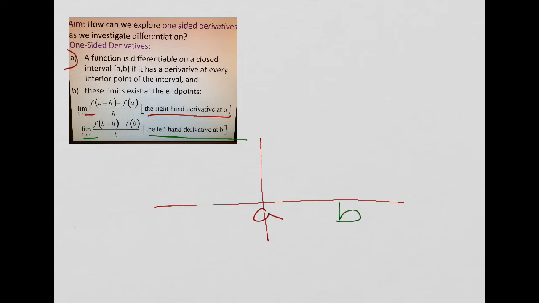Part B says these limits exist at the endpoints. The limit of f of a plus h minus f of a over h as h approaches 0 from the right is your right-hand derivative at x equals a, being your left endpoint. And the limit of f of b plus h minus f of b over h as h approaches 0 from the left is your left-hand derivative at b. That's because we're looking at an interval from a to b, so b would be your right endpoint, and you're looking to do a left-hand derivative.